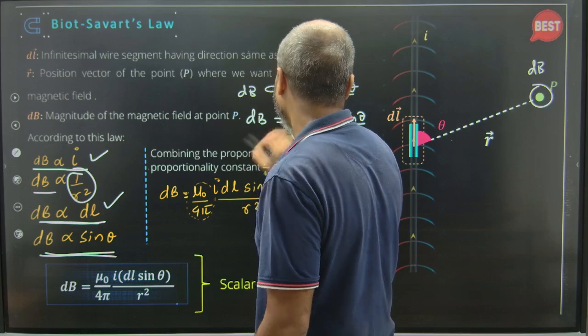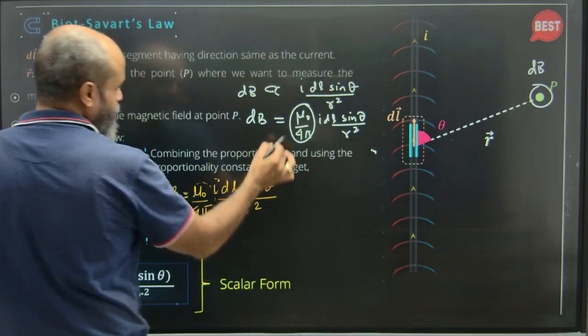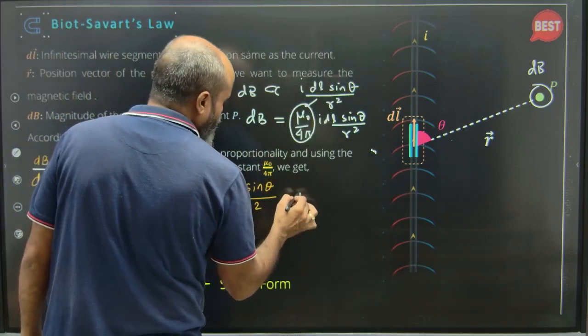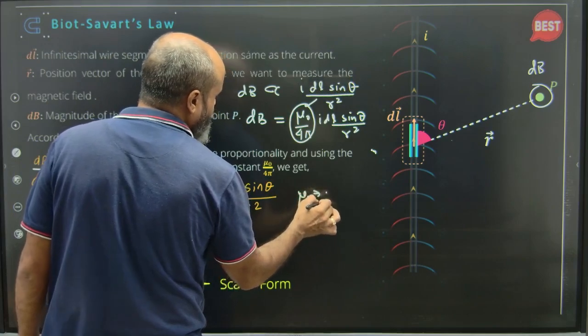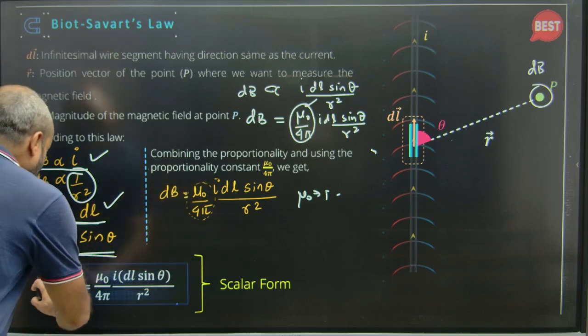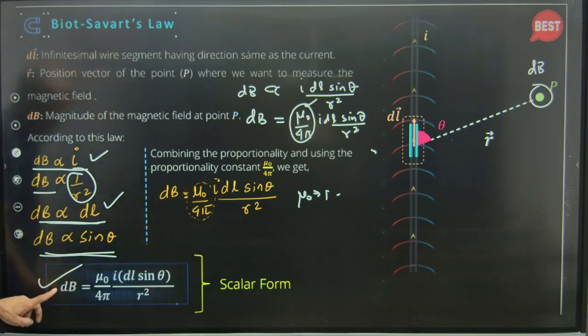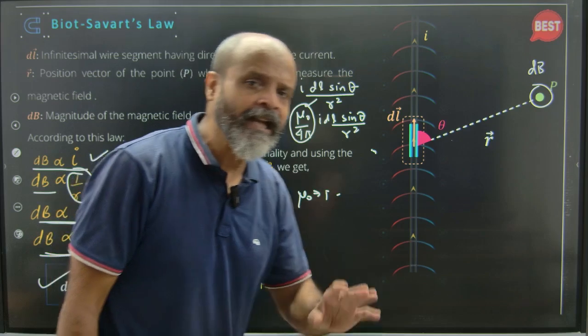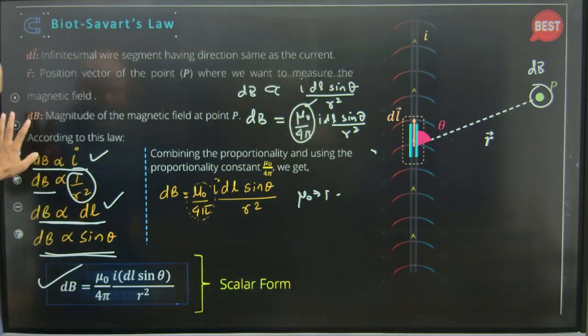This mu naught by 4 pi is basically the constant that we have added, where mu naught is basically the permeability of the medium. Okay. So if we look at the scalar format, dB is equal to mu naught by 4 pi I dl sine theta upon r square. That is the scalar form.